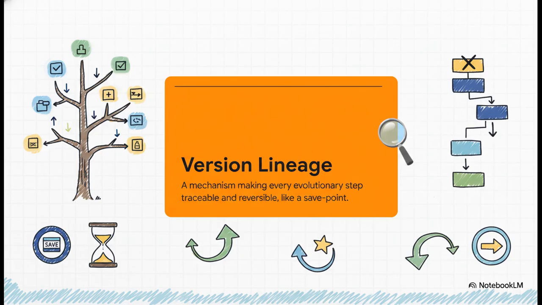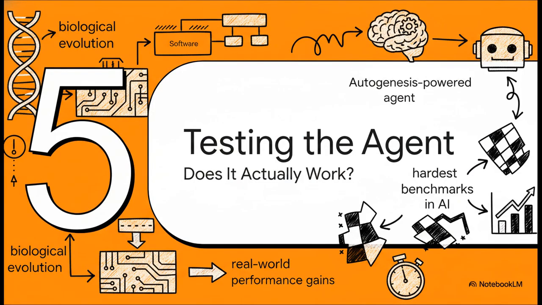If the evaluation phase shows that the mutated AI performs worse, the commit operator just rejects the change, and the agent instantly rolls back to the previous working version. It is literally evolution with a guaranteed safety net. Section 5. Testing the evolving agent.